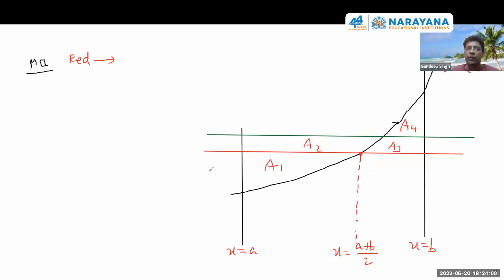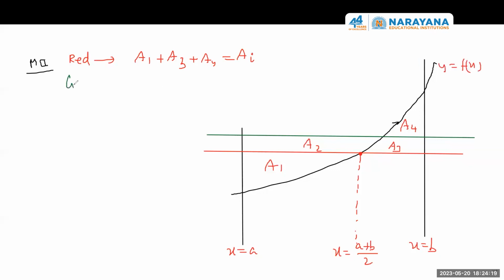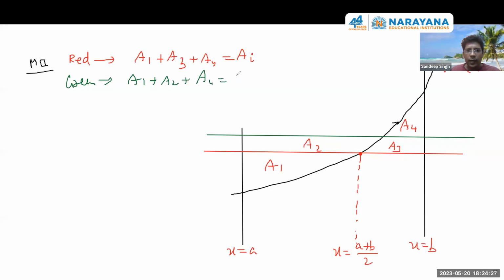So can you tell me in terms of A1, A2, A3, A4, what is the red area? A1 plus A3 plus A4. Very good. A1 plus A3 plus A4, and this is also the initial area, AI, from the midpoint. And what is going to be the green area? A1 plus A2 plus A4, and that is going to be AF, the final area. When you have taken it upwards, take the difference: AF minus AI.